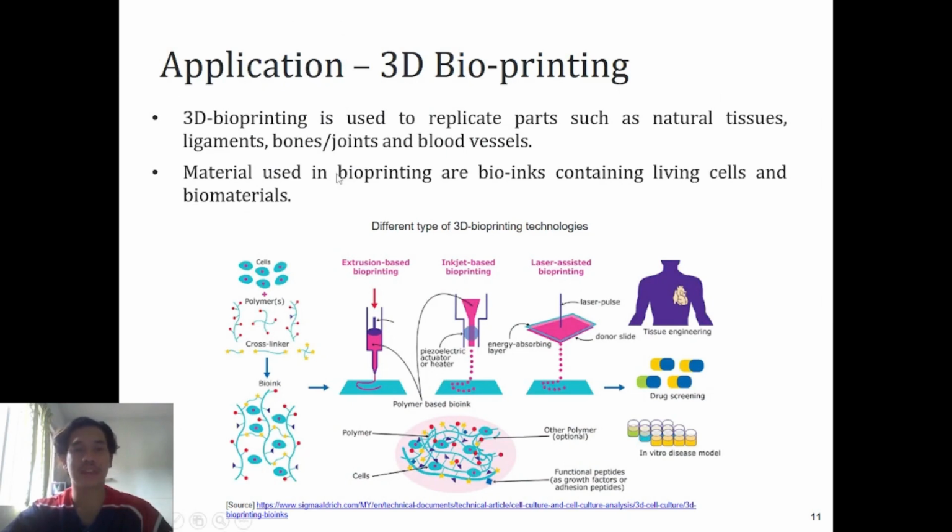So these are the different types of 3D bioprinting technologies. And also 3D bioprinting is used to replicate parts such as natural tissues, ligaments, bone and joints, and blood vessels.